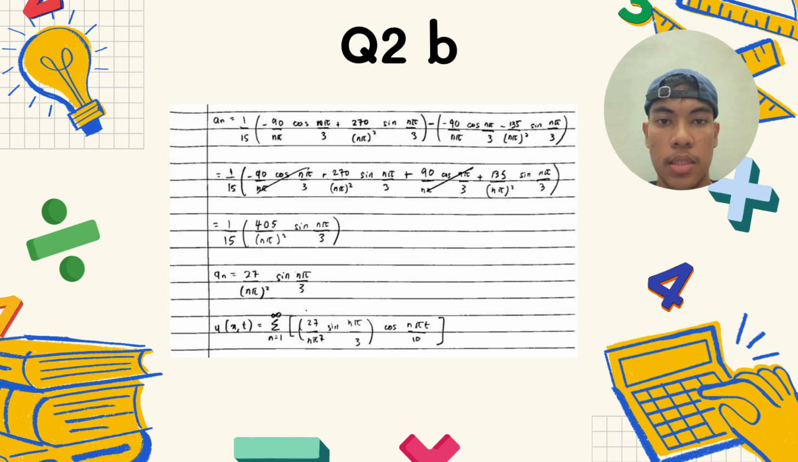coefficient, which is equal to 27 divided by n times π squared, multiplied by the sine of nπ divided by 3. With this coefficient determined, I concluded by substituting it back into the general series summation formula for u(x,t). This gives the complete series representation where the term I just calculated is multiplied by the cosine of nπt over 10 to form the final solution.